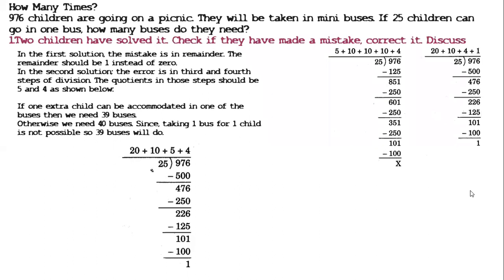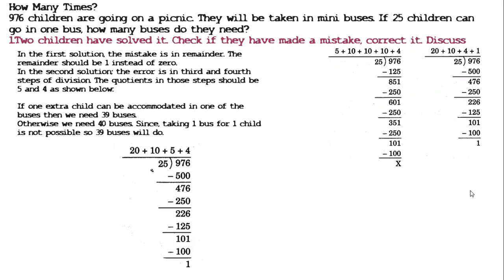So the third method, in which the remainder is 1, is right. The third one is the right solution, because if they have gone wrong, you have to give the right solution. With remainder 1, you will get 29 buses plus 1 student left.